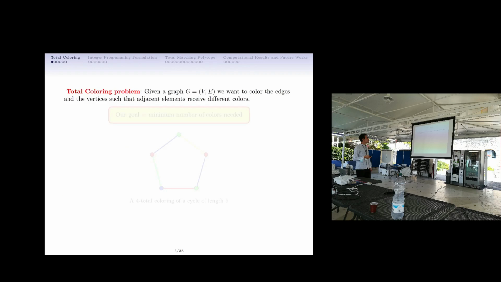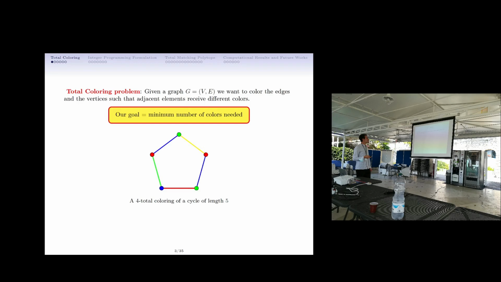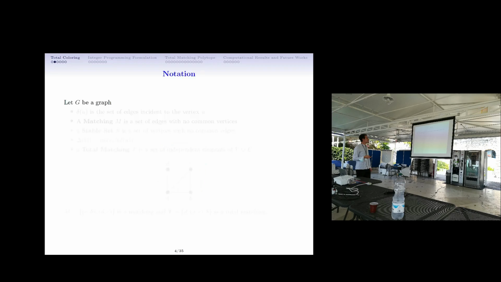So the total coloring problem is: given a graph G with vertex set V and edge set E, we want to color all the elements of G in such a way that incident elements get different colors. In this setting, our aim is to minimize the total number of colors. So here we have a total coloring of a cycle of length 5, with green, blue, and yellow.